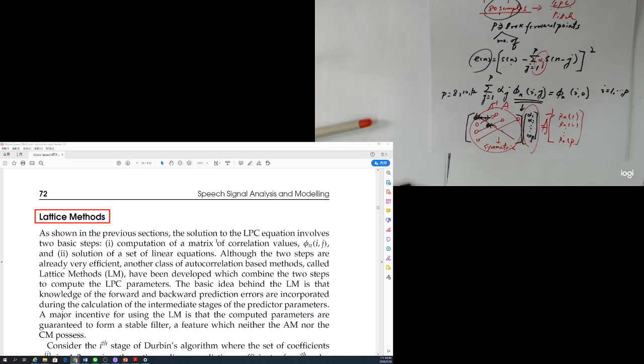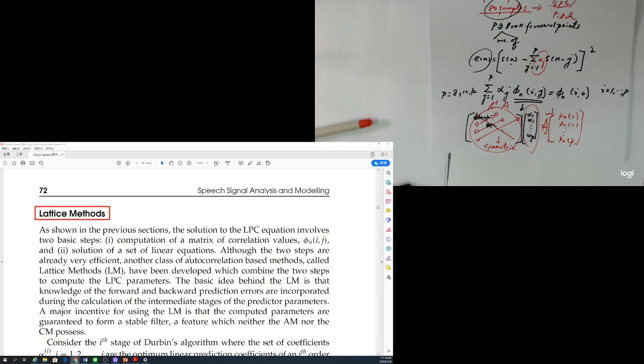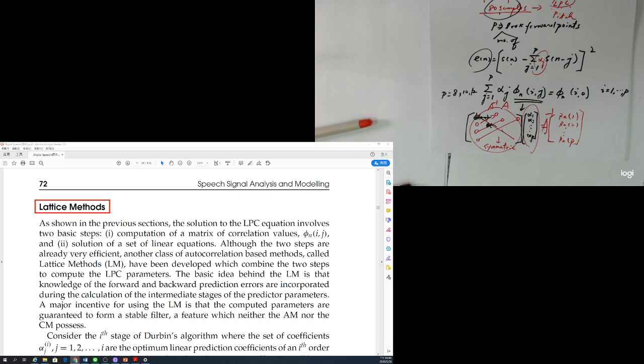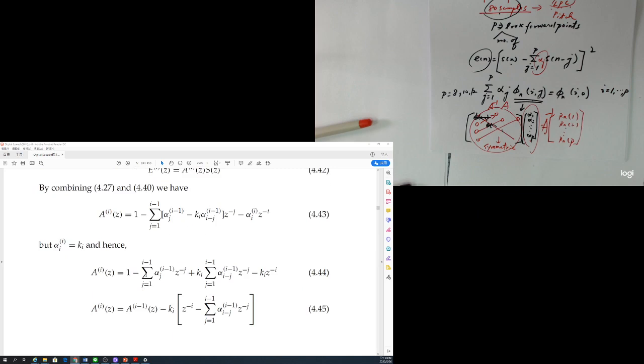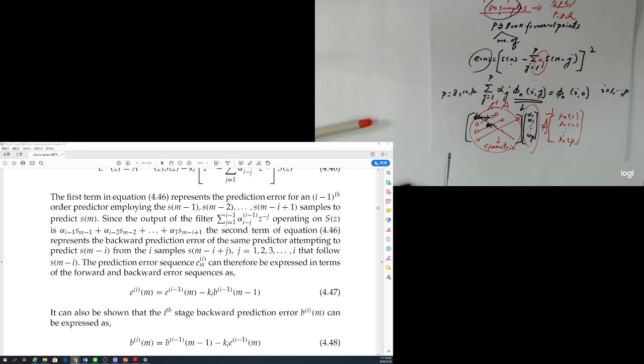So another approach does not try to formulate this equation. You can see the previous two methods compute the correlation value matrix first, and then try to solve the problem. However, right now they say maybe we can combine them or use different ways. They call it the lattice method. They combine the two steps and compute the LPC parameters. We are not digging into the equation here. This just tells you they have another approach to do it. They call it the lattice method.